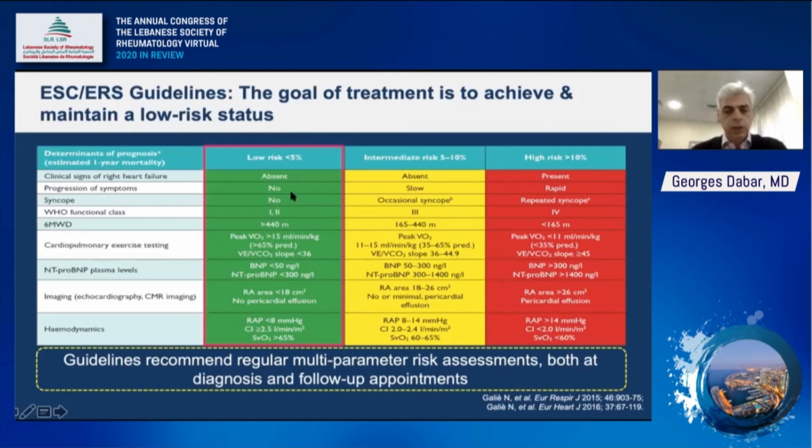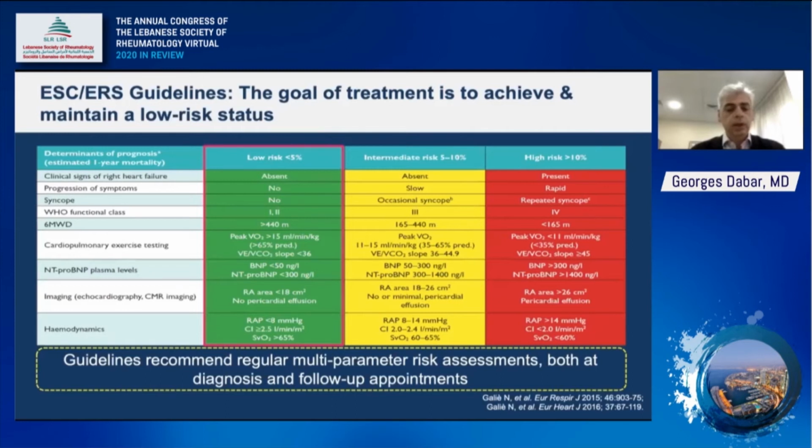The goal of the treatment is to achieve and maintain a low risk status, so being in that first column. And those are the criteria for low risk, intermediate risk, and high risk. And it is important that the updated guidelines for the treatment look at those goals and at those risk factors: low risk, intermediate risk, and high risk. So the guidelines recommend regular multi-parameter risk assessment, both at diagnosis and at follow-up.